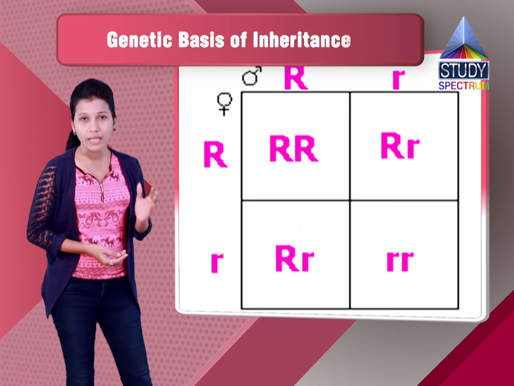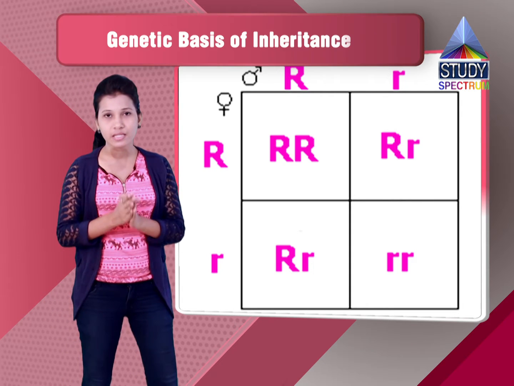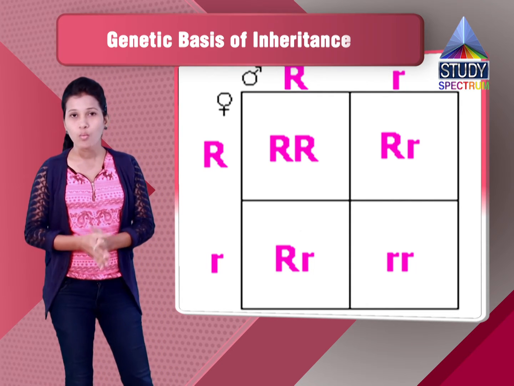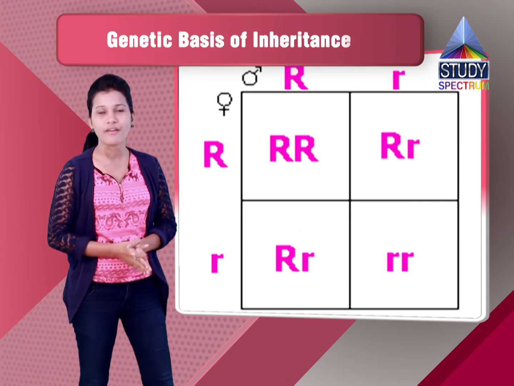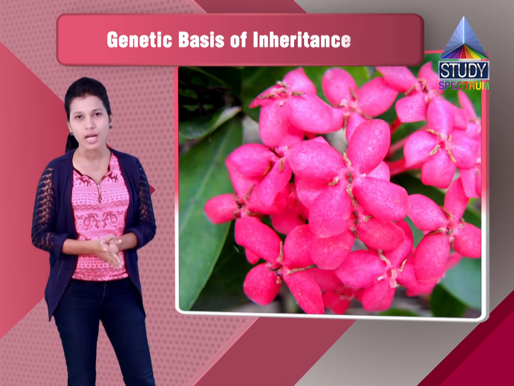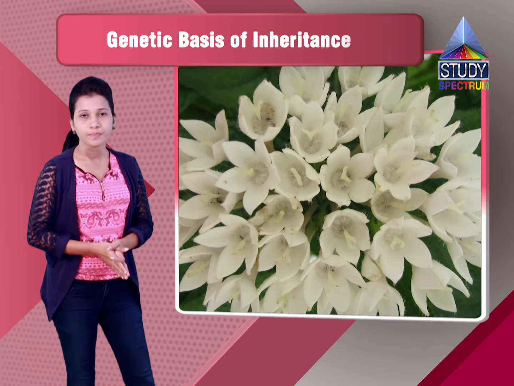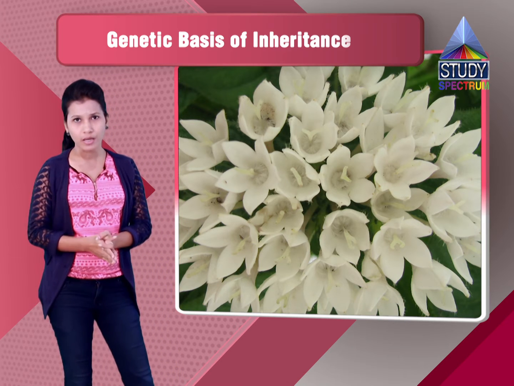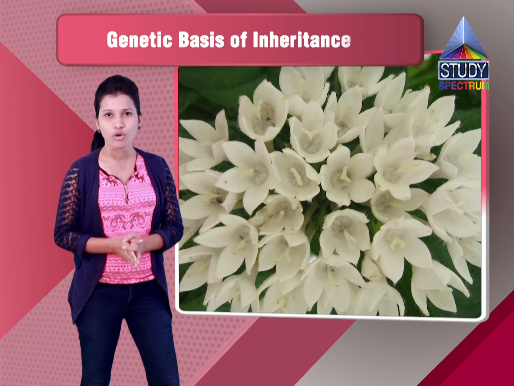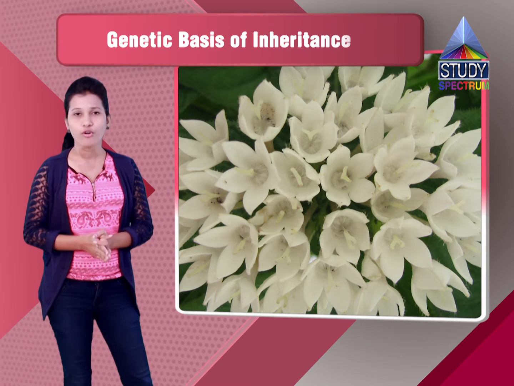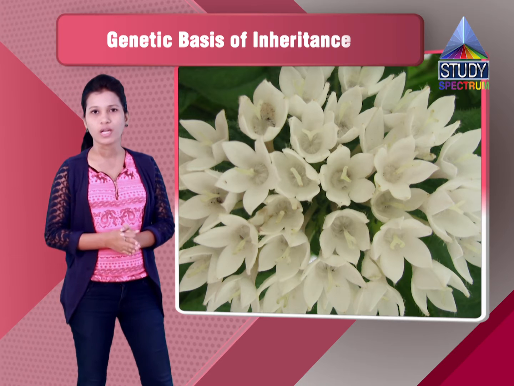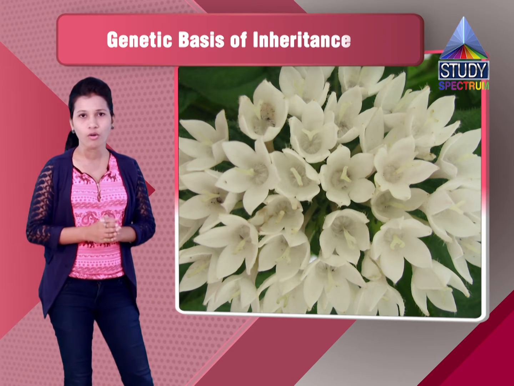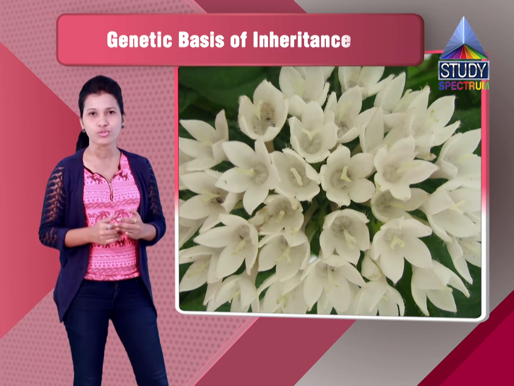So the phenotypic and the genotypic ratio are exactly the same, that is 1:2:1, where in the phenotypic ratio we will have the red color flower, the pink color flower, and the white color flower. And in the genotypic ratio, we will have the genotypes capital R capital R, capital R small r, and small r small r. The ratio will be the same for phenotype and genotype, 1:2:1, on both the sides.